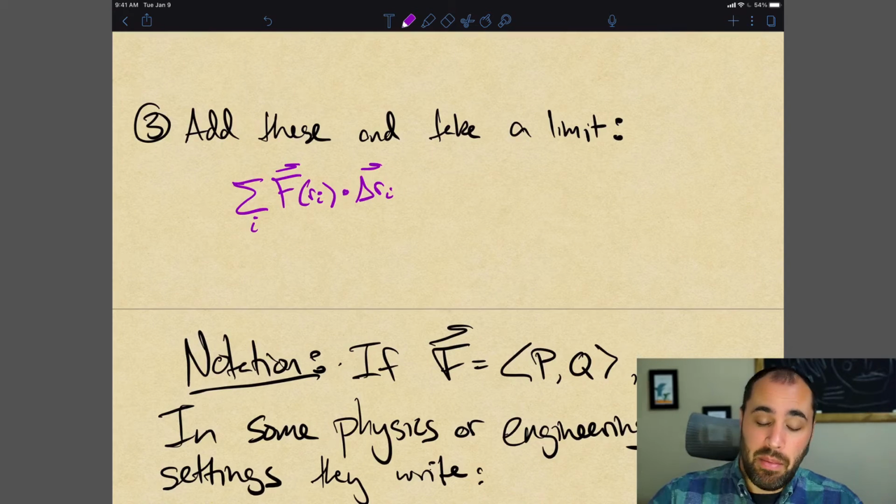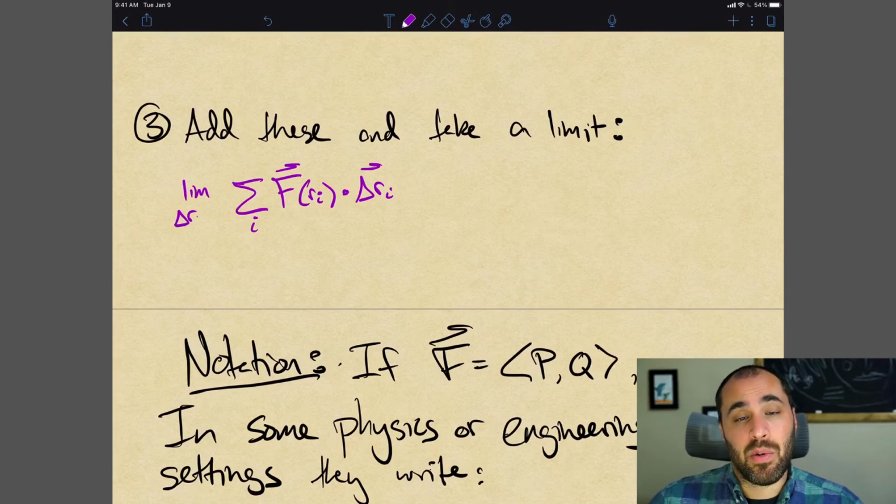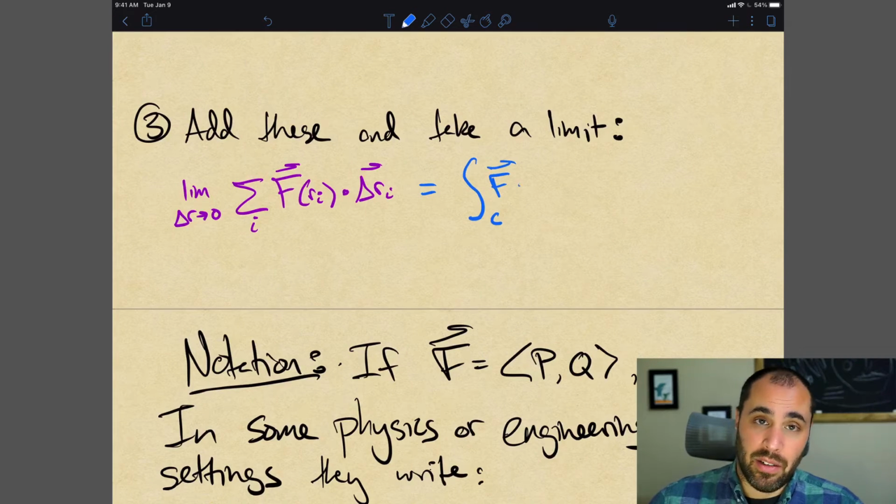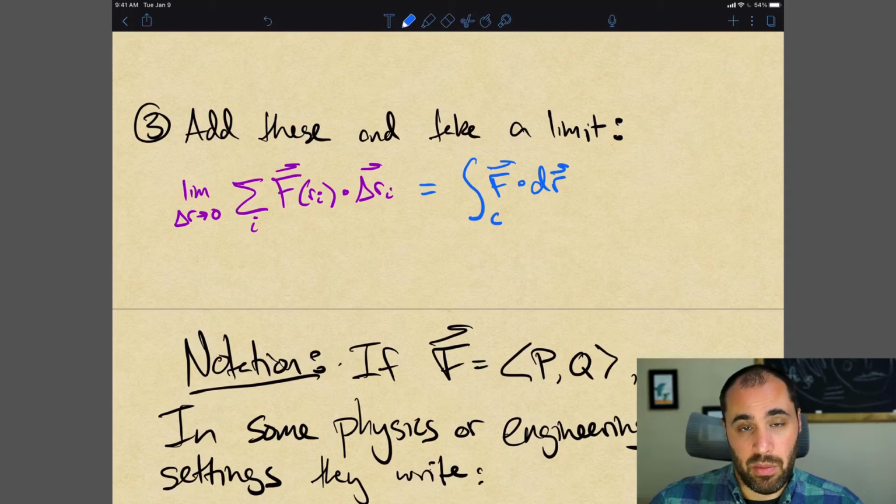We'll add all of them up, and that's the thing that we'll call our integral, our path integral, or our line integral. So this is the notation we'll use, and we call this the line or the path integral of the vector field f over the curve C.